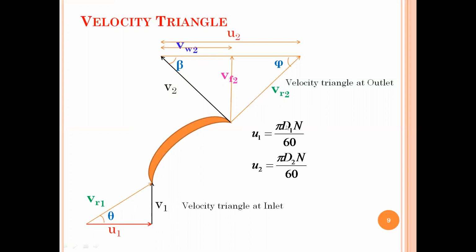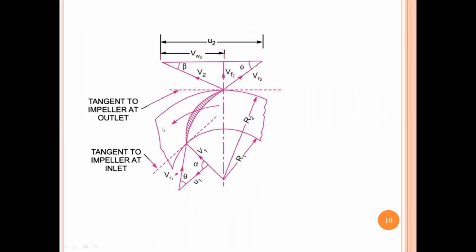Your U1 is given by pi D1 N by 60, where diameter D1 is the diameter at inlet of your impeller, and D2 is at the outlet of the impeller. So this is the actual typical diagram. This is your R1 at inlet, this is your R2 at your outlet. The simplified diagram I've drawn in the beginning; this is the actual diagram of your radially curved vane.